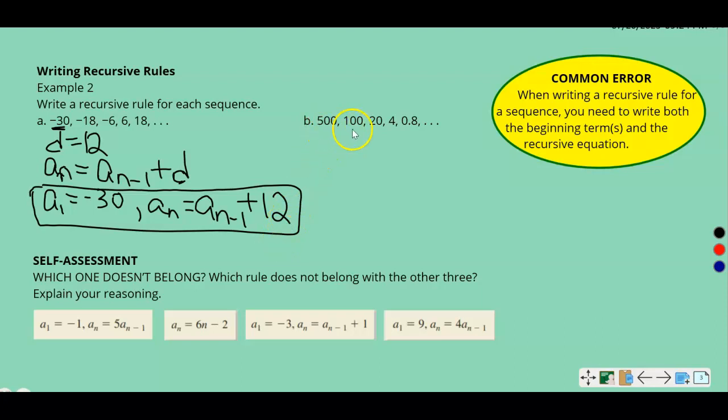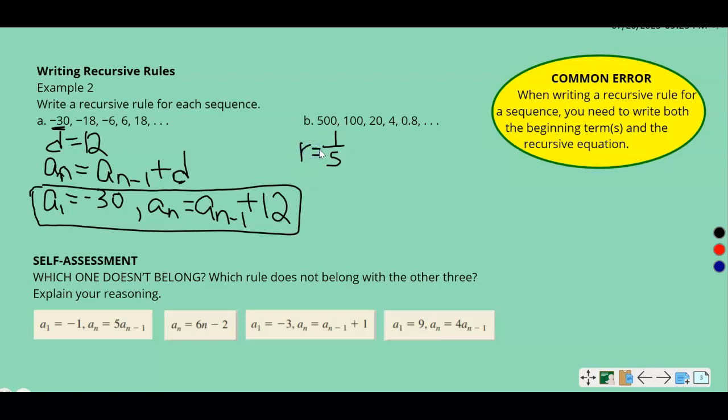All right, B part, it does not look like I'm adding or subtracting here to get to the next term. So let's see if we can find a common ratio. Maybe this is geometric. So let's take the second term and divide it by the first term. So 100 divided by 500 is 1/5. All right, what about 20 divided by 100? That is also 1/5. 4 divided by 20 reduces to 1/5. And I'm assuming 0.8, go ahead and check it, 0.8 divided by 4 should equal 1/5. So this one's going to have a common ratio of 1/5.